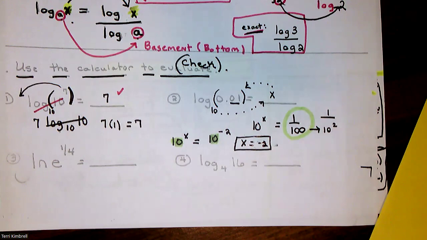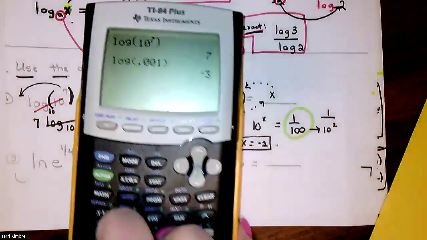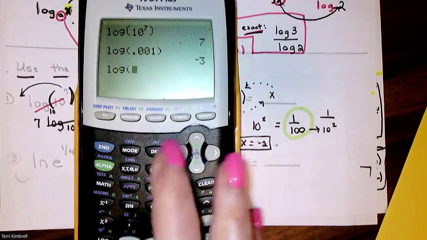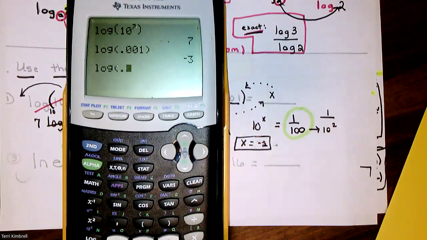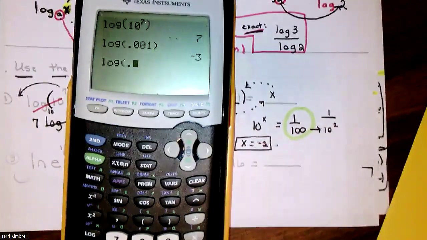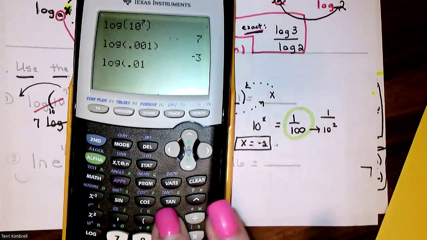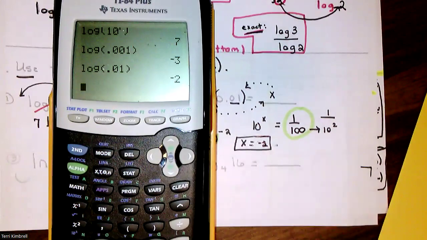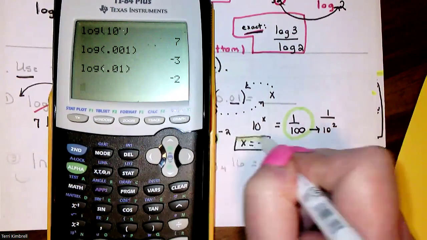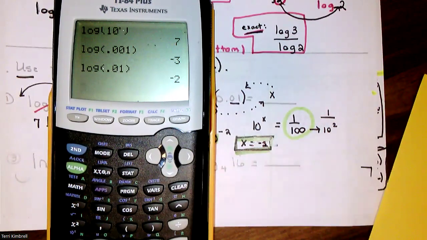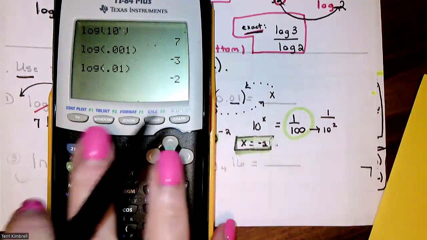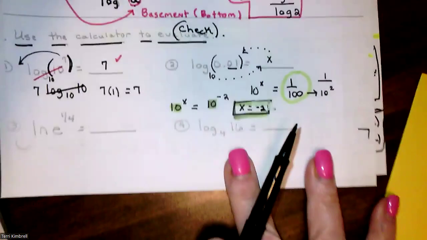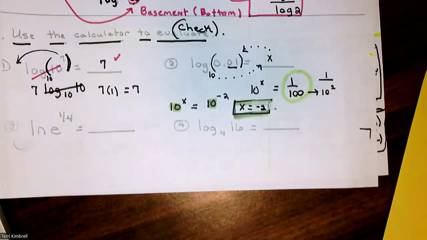So if you type that in, since the calculator is already in base 10, we can just hit log and hit 0.01, and we come up with our negative 2 that we just got. So that tells us we're correct. Always check. It's always good to check and make sure you're thinking about things right, because I feel like that helps you understand.